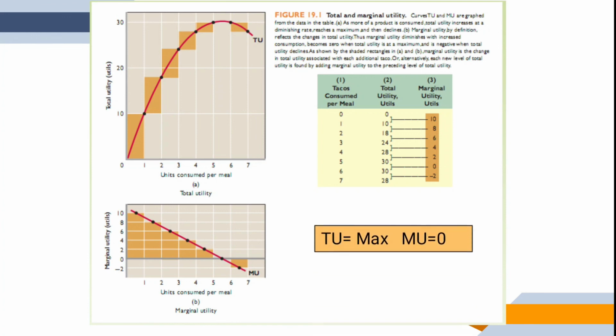Now what is the bottom line? When total utility is maximum, marginal utility is 0. And when total utility falls, marginal utility will be negative. So this sort of question can come in the examination.